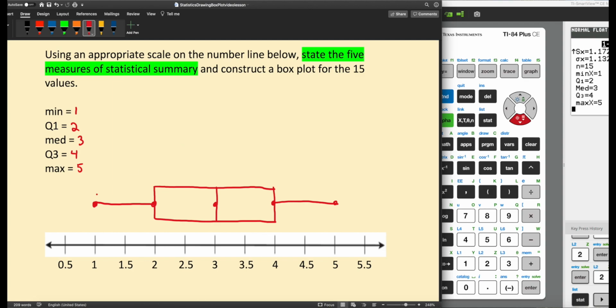That's all this is. I'm just going to identify what each one of these is just for review. Remember, this was your min value. This was your Q1. This was your median. This was Q3. And this was the max. Guys, that's how you draw box plots using the 5 measures of statistical summary after we put it in the calculator. That's basically it for box plots, guys.